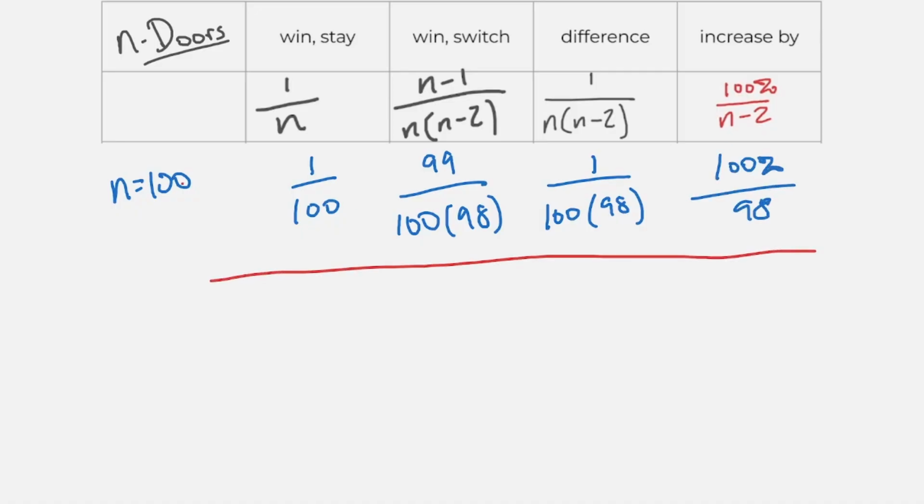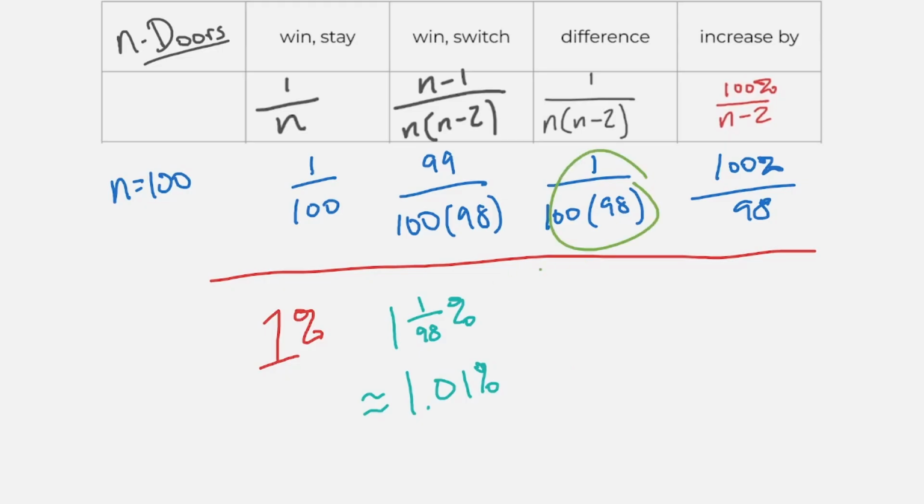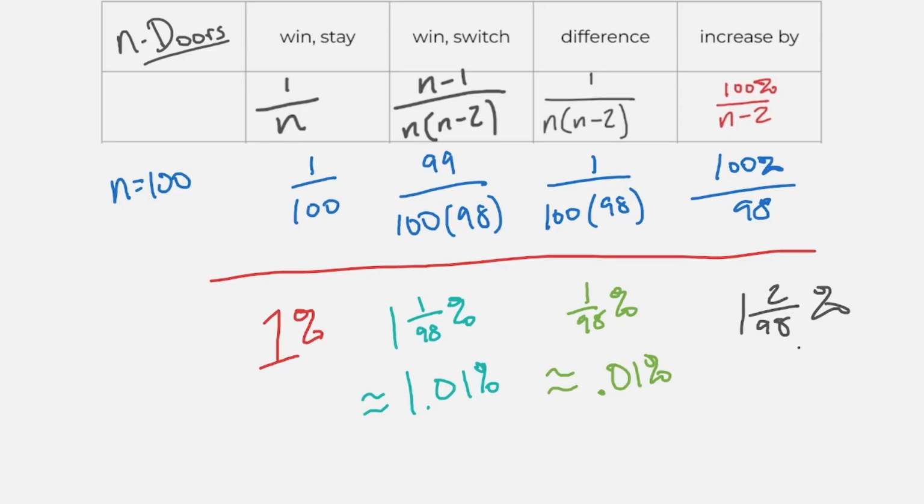Let's look at those as percentages. So 1 over 100, that's just 1%. To convert this one to a percent, I'm going to multiply it by 100%, which is going to cancel with that. So I'm going to be left with just 99 over 98, and that means I have 1 and 1 over 98%, which is about 1.01%. In this case, we know it's just the difference between these two. That means when we take this minus that, we're just left with this fractional piece. So this is just that 1 over 98%, or about 0.01%. And 100% over 98 is 1 and 2 over 98%, which is about 1.02%.